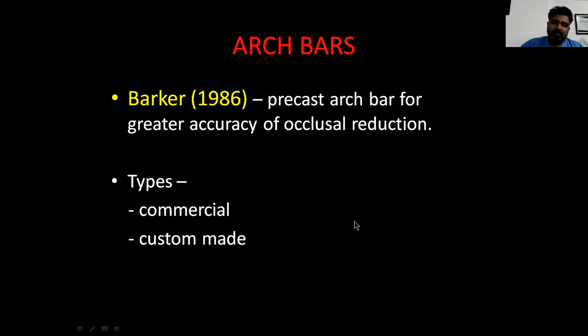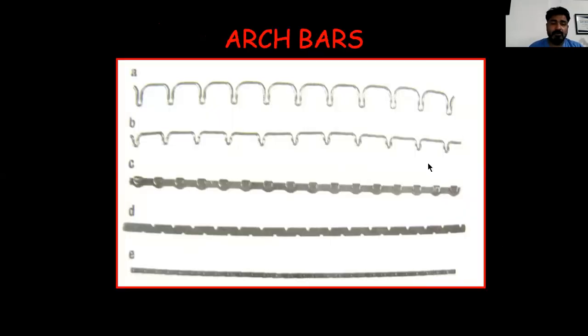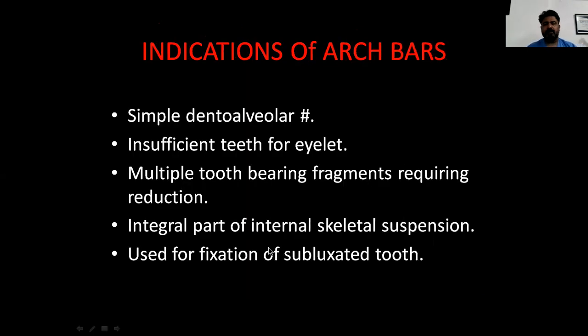Then arch bars. We use pre-cast arch bars for greater accuracy of the occlusal reduction, so they can become custom made also. These are the various types of arch bar. Mostly we use the arch bar also known as the Erich arch bar. The indication of arch bar is simple dentoalveolar fractures.